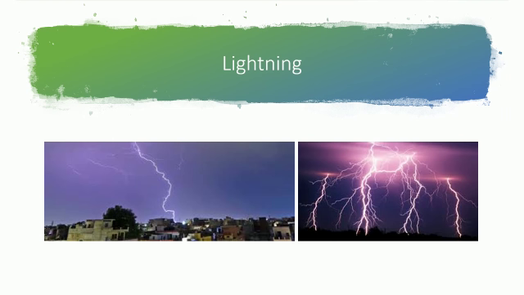Lightning. We have studied about lightning in chapter 8, Static Electricity. When air and clouds rub against each other, the upper part of the cloud becomes positively charged and the lower part of the cloud becomes negatively charged.